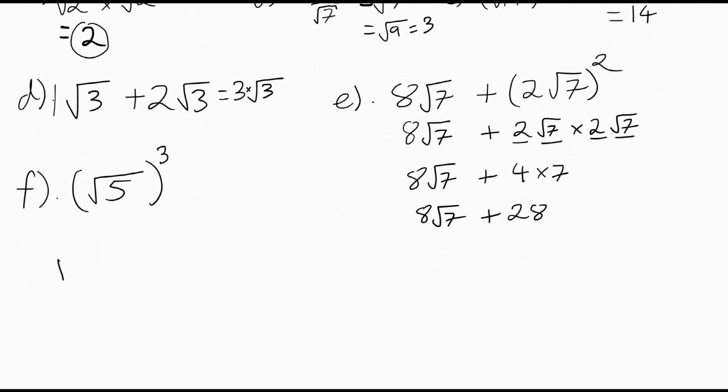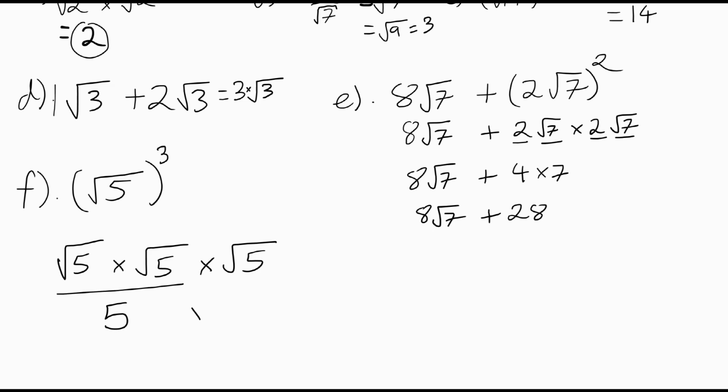Finally, for f, root 5 cubed is root 5 times root 5 times root 5. I know that root 5 times root 5 is 5. So I have a final answer of 5 times root 5, which is just 5 root 5.